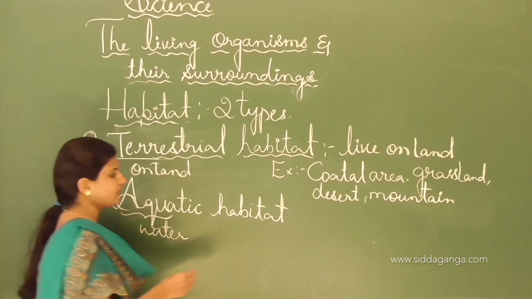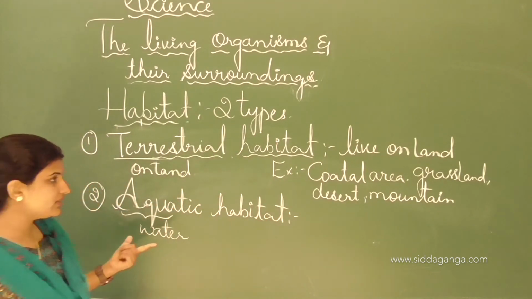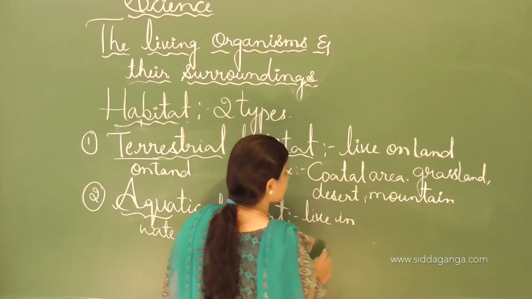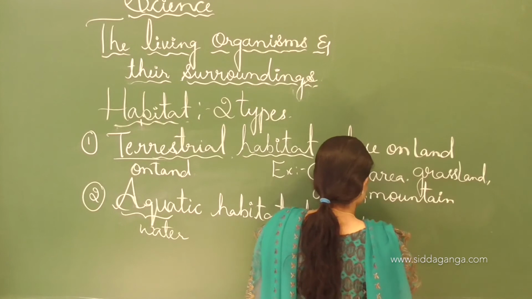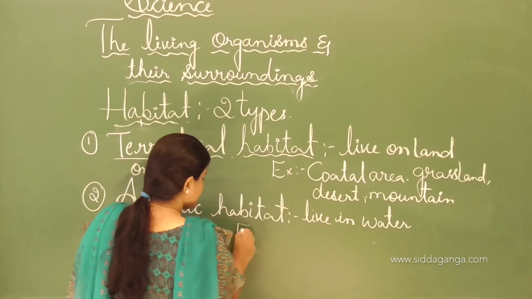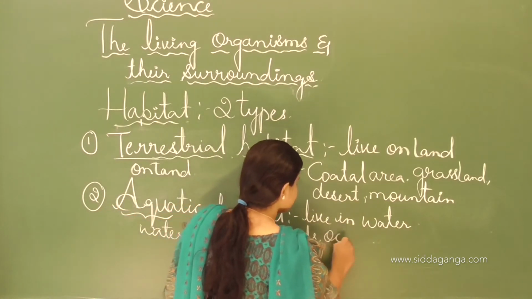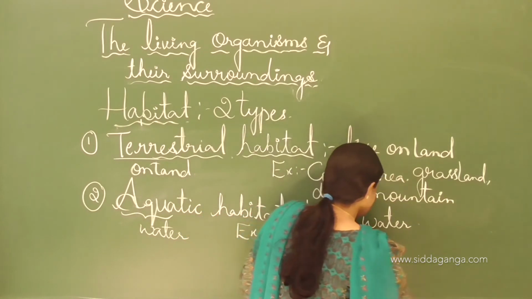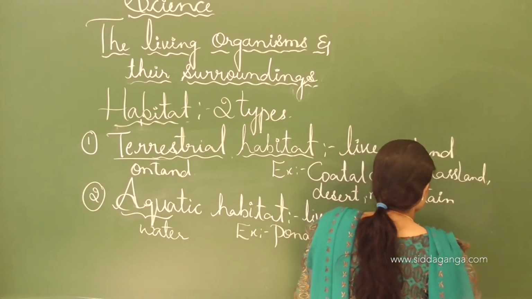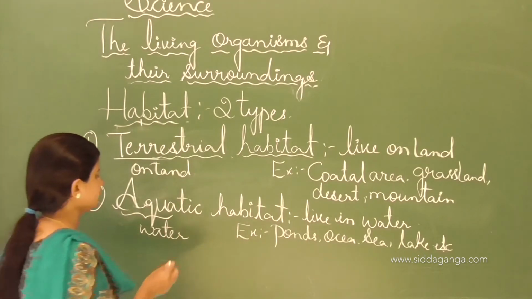Next one is the aquatic habitat. Aqua is nothing but the water. The organisms which live in the water or inside the water are called aquatic habitat. Examples for the aquatic habitats are ponds, ocean, seas, lake, etc. These are some examples for the aquatic habitat.